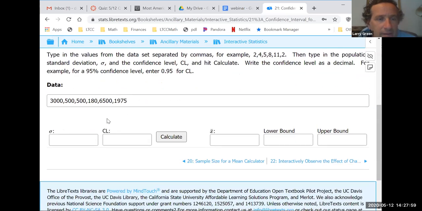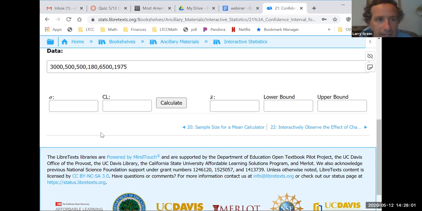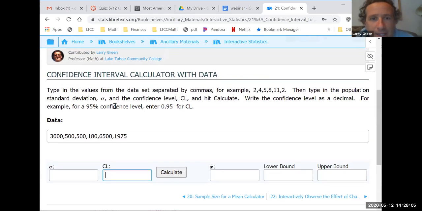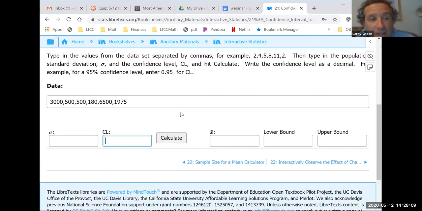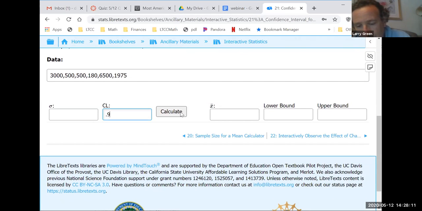All right. We do not know sigma, so leave that one blank. Let's use a 95% confidence level. And by the way, it'll tell you. It says enter 0.95 for CL. So 0.95. And let's calculate.